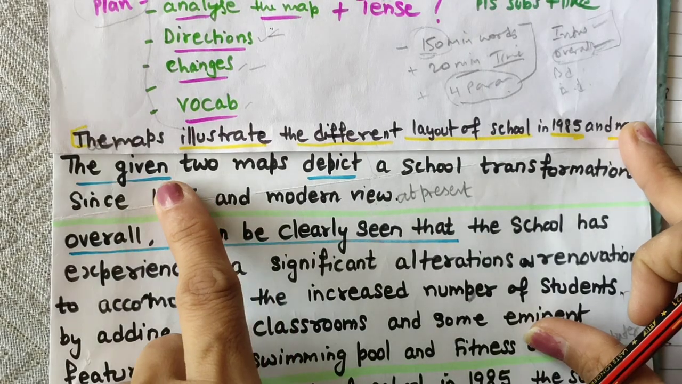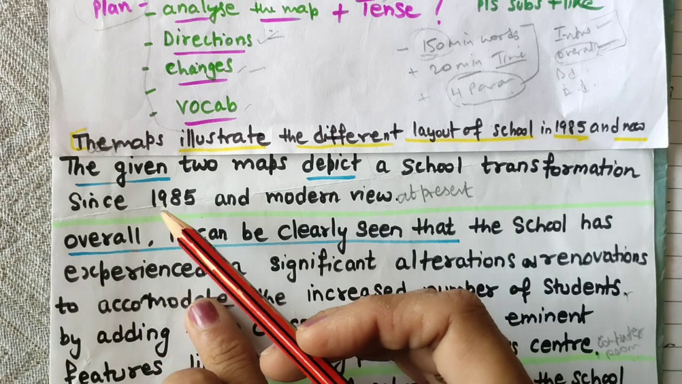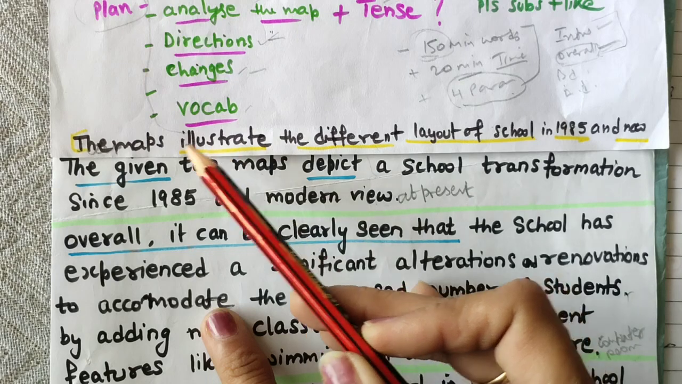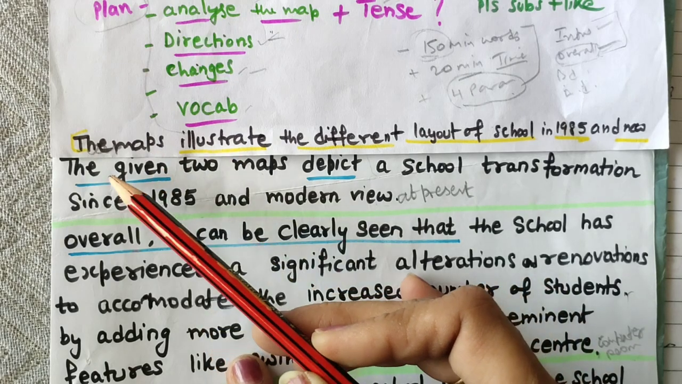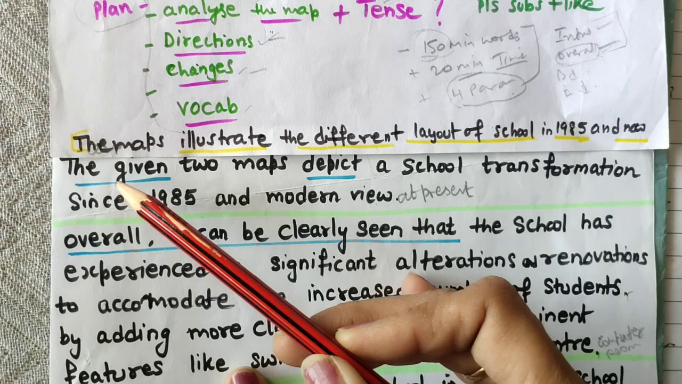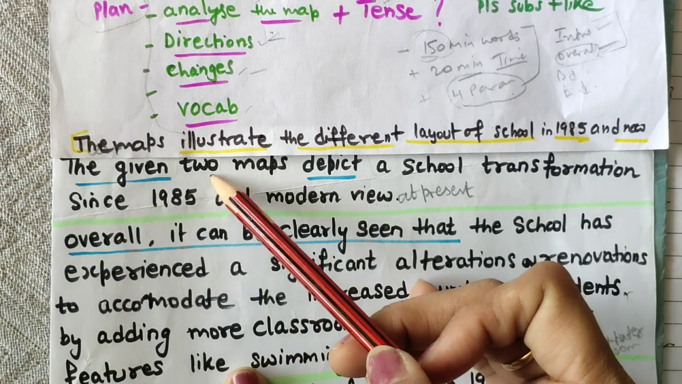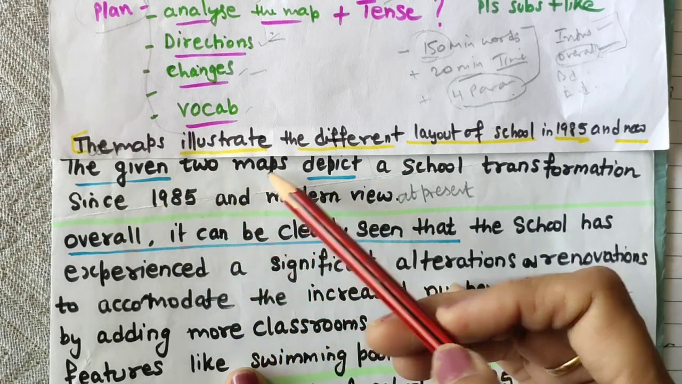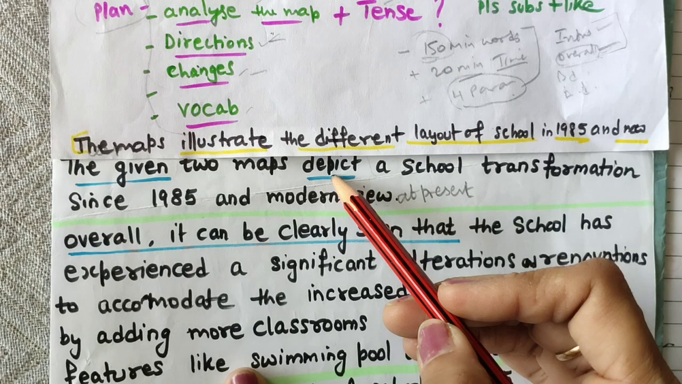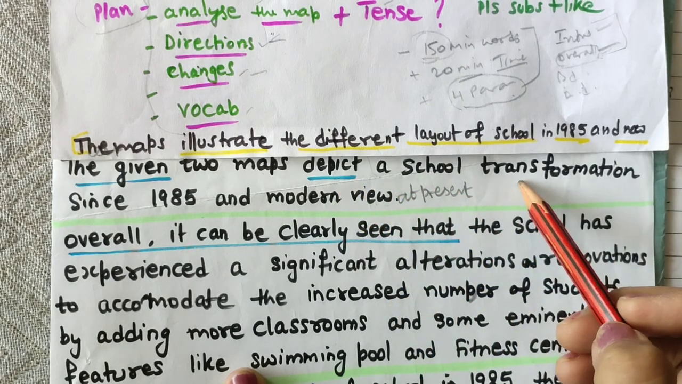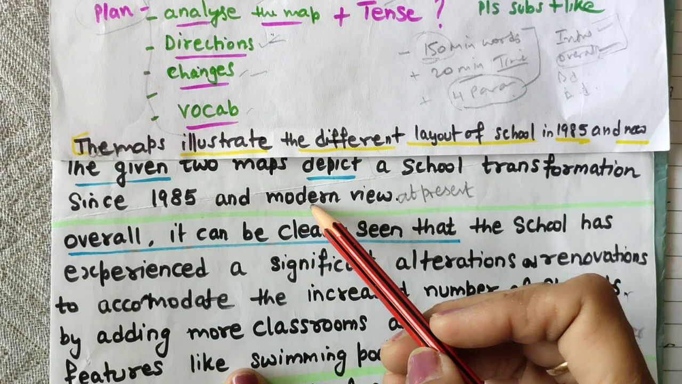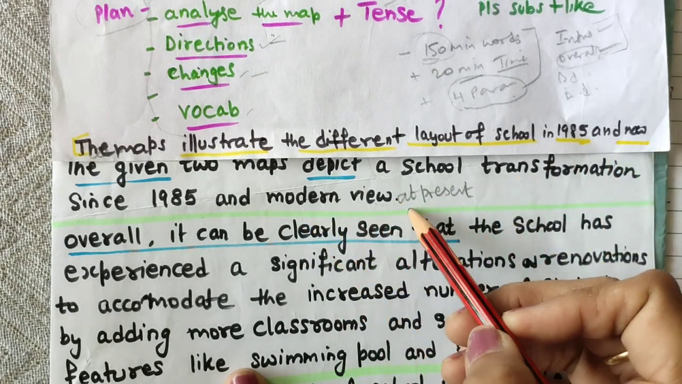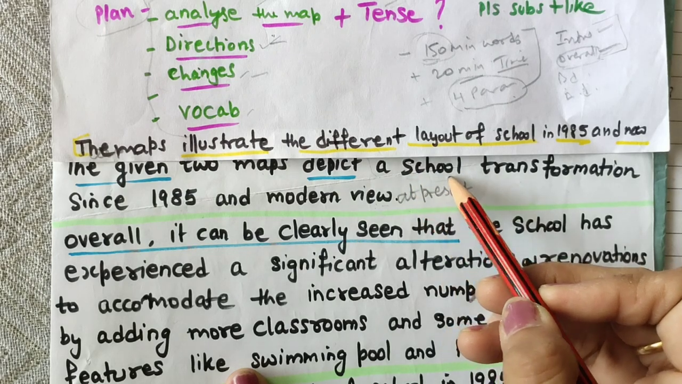So this is the question statement and introduction. How I have done it, just look at this: the given two maps. Here only maps were given, so I have used "the given 2 maps". Instead of "illustrate" I have used "depict a school transformation since 1985 and modern view at present". Instead of "now" I have used "modern view at present". The word "school" we have already used.